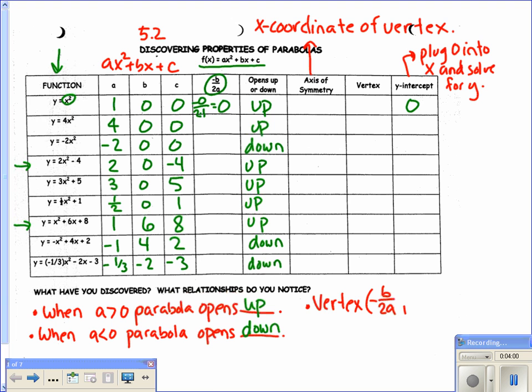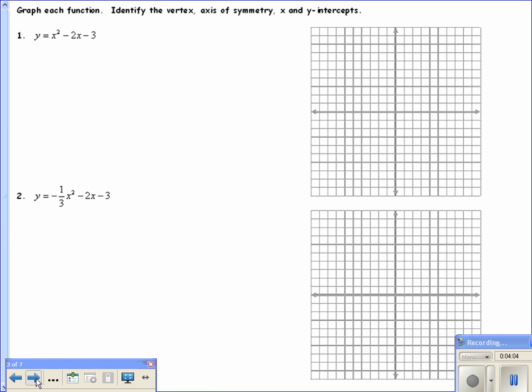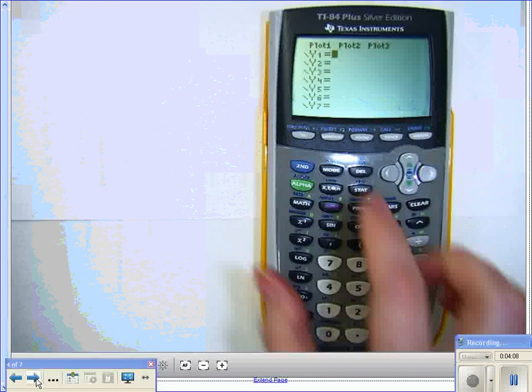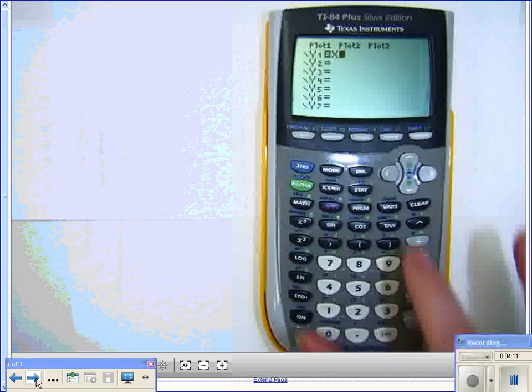Now if we go to our graph just to go ahead and look at it, I'm going to plug this into my calculator, y equals, to help me out. So in my y equals, I have y equals x squared.